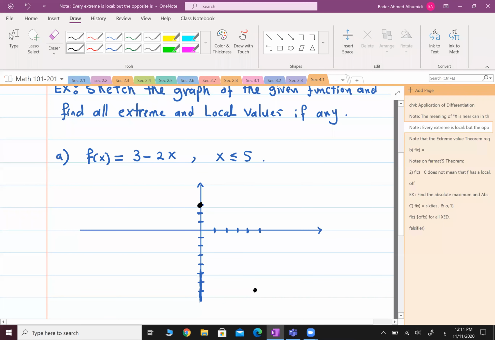And the graph is like what? A straight line, a decreasing line. The slope is negative. So I will join these two points, this point and that point, with a straight line. Something like this, if you like.